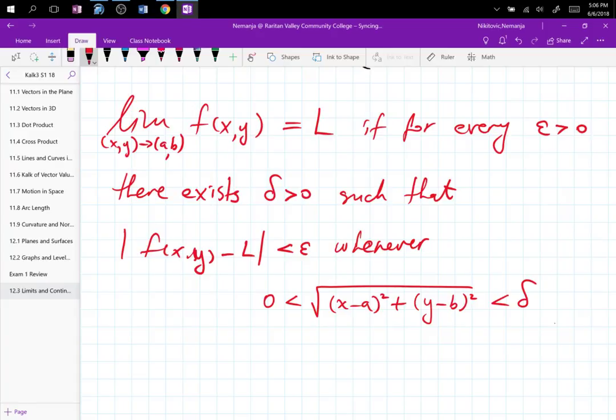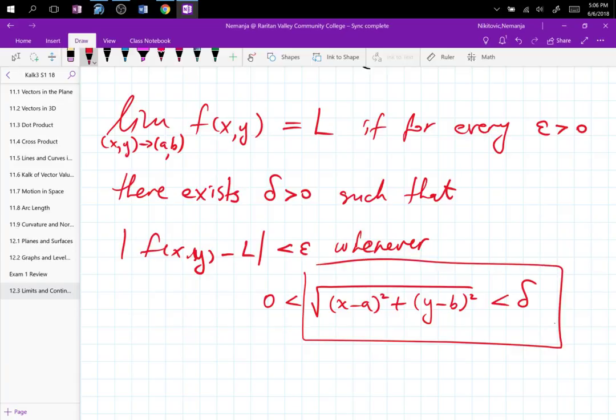Now, if you carefully observe this over here, I hope you can see it in your mind's eye. If you replace the less than symbol with the equal sign and you square both sides, you get the equation of a circle centered at (a, b). Remember, you are approaching (a, b).